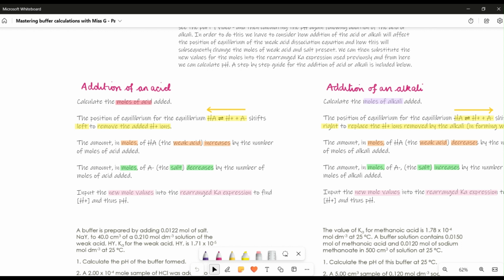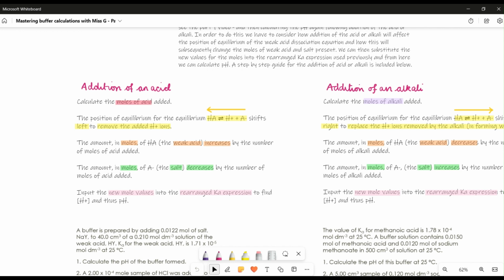And the amount in moles of the A minus, which is the salt, will decrease by the number of moles of acid added, because the salt is going to react with the added H plus ions and they react in a 1-to-1. So whatever moles of acid we're adding, we're going to lose that same amount of A minus, and that will then make, because they're all in a 1-to-1 ratio in this equation, that many moles of weak acid.